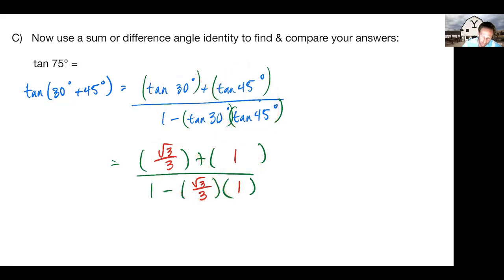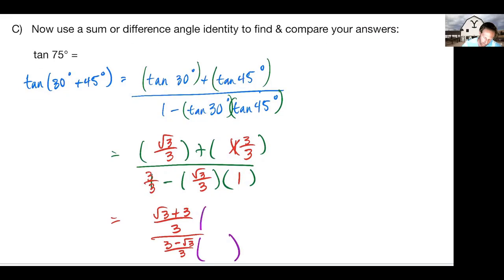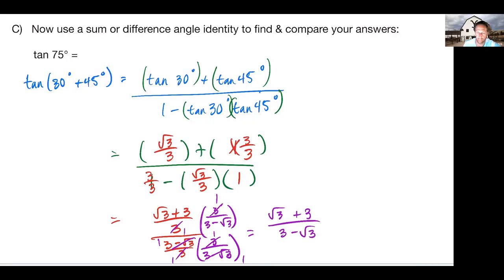So as you can see, that one worked out pretty nicely, but then we'd have to get our 1 to be 3 over 3 so that I could add the tops, and then that would leave me with, which then I can go ahead and multiply by the reciprocal of the bottom, which would be everything on bottom would cancel out, as would the 3's here. So we'd only be left with the square root of 3 plus 3 over the 3 minus square root of 3 on bottom.